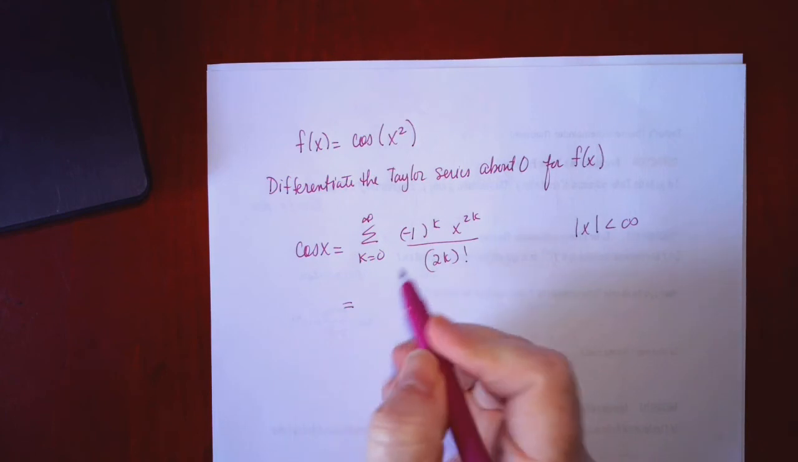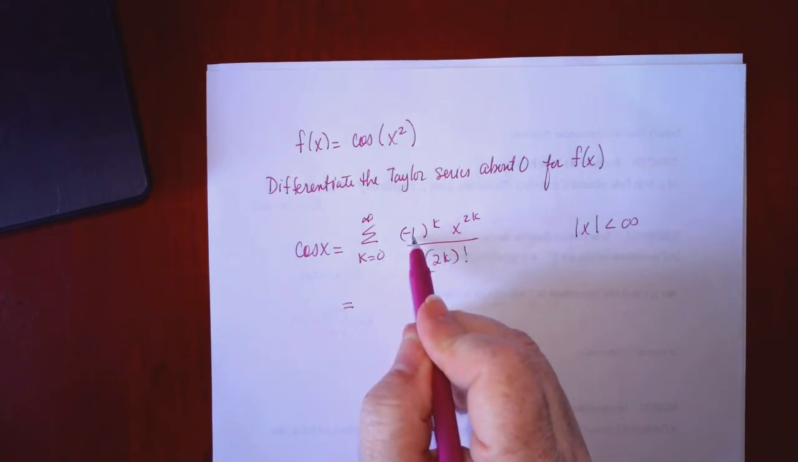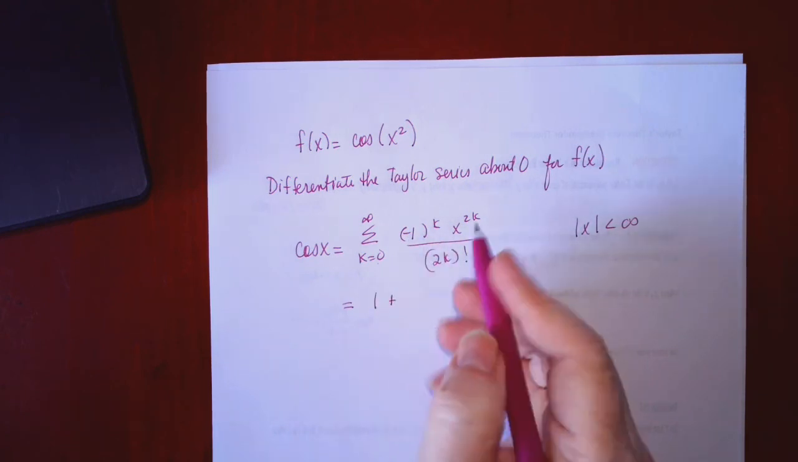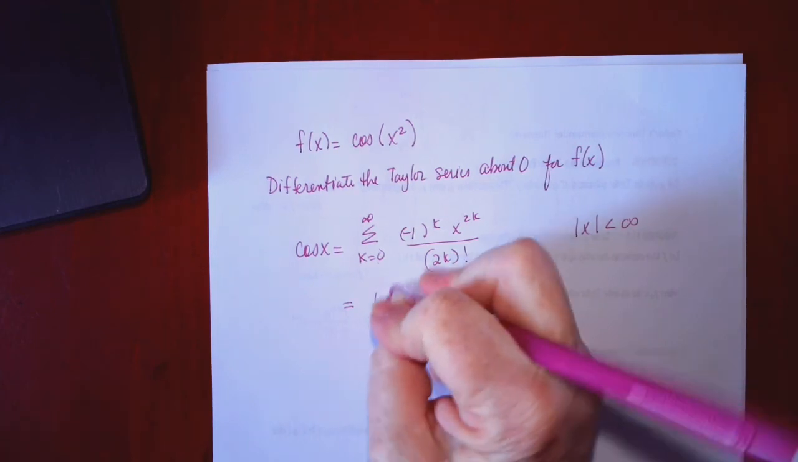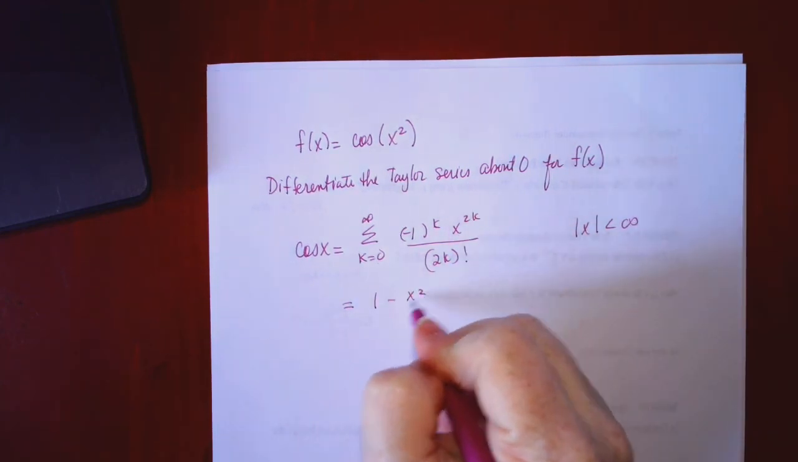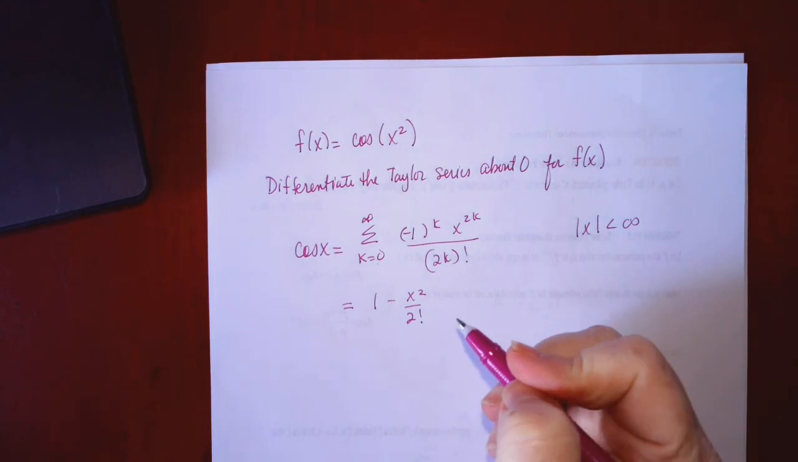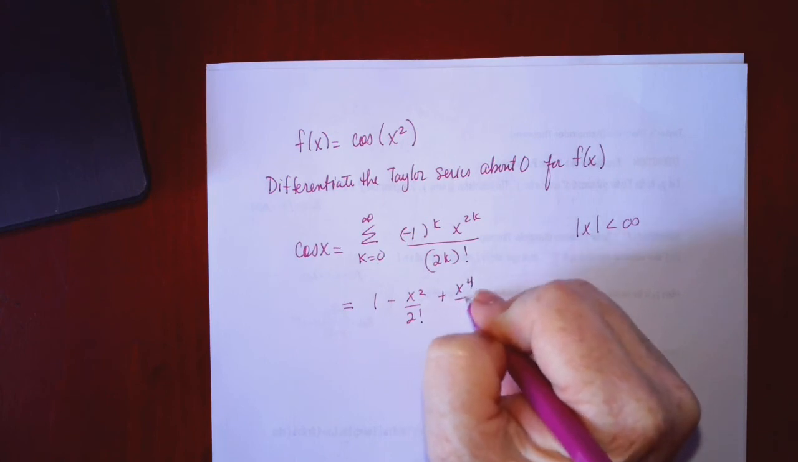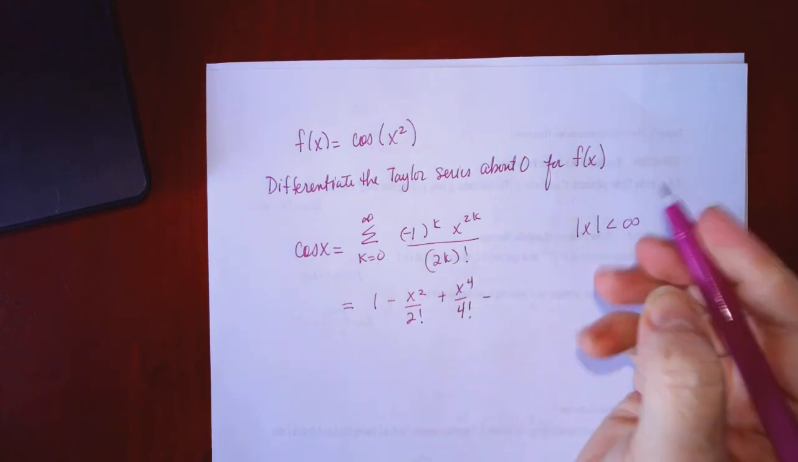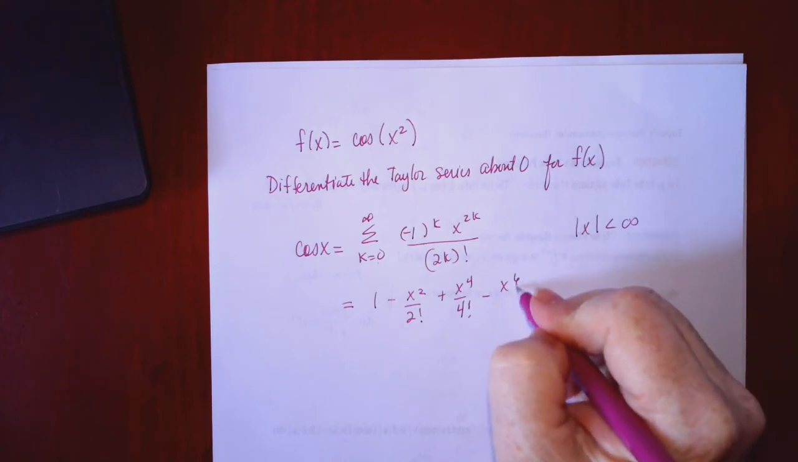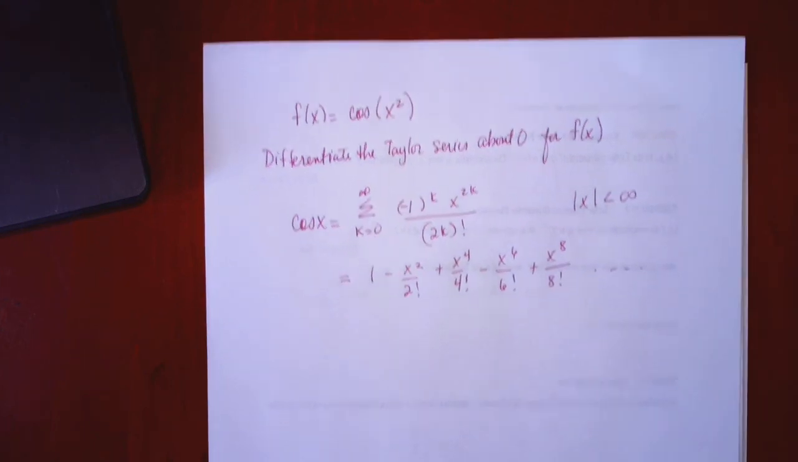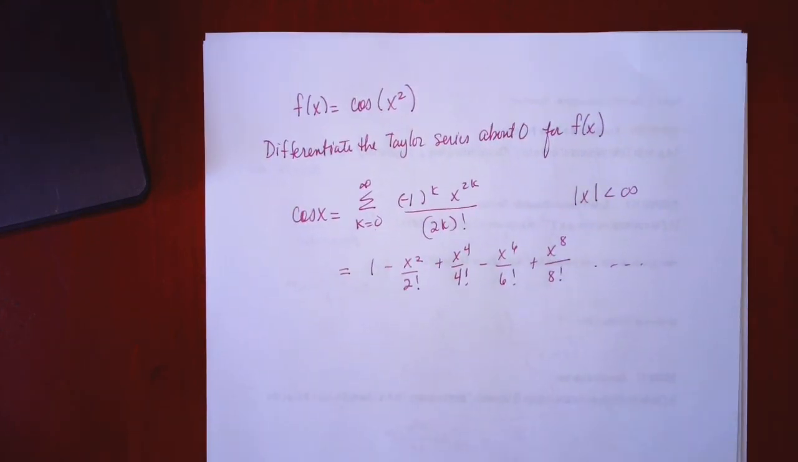And so that would look like, when k is equal to 0, this would be 1. When k is equal to 1, this is going to be minus x squared over 2 factorial. When k is equal to 2, it's going to be plus x to the 4th over 4 factorial, and so on and so forth. When k is equal to 3, it'll be x to the 6th over 6 factorial, then x to the 8th over 8 factorial, etc. Okay, so that's what the power series for the cosine of x looks like.